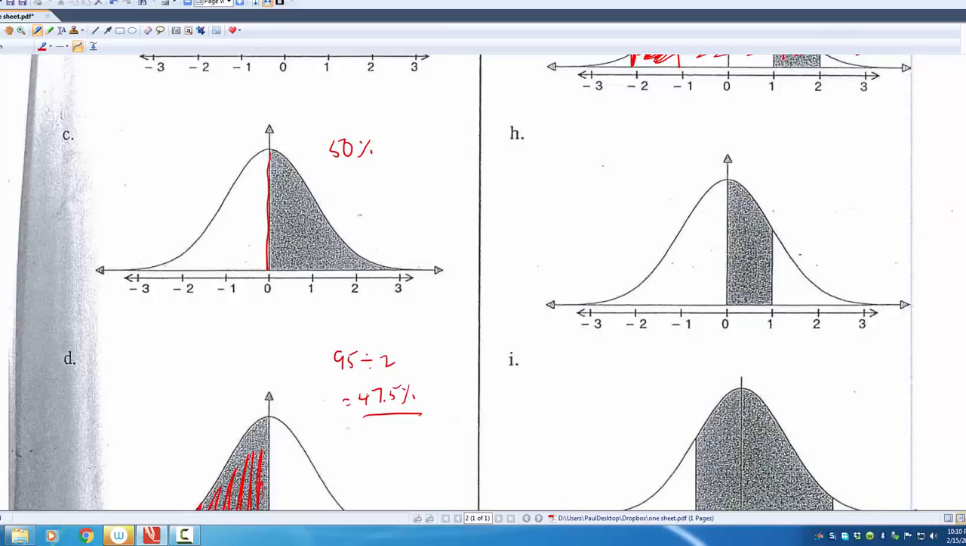Okay, this one here is easy. Alright, 1 standard deviation to the left and the right is 68. This is only 1 standard deviation to the right, which means it's half of 68, 34%.